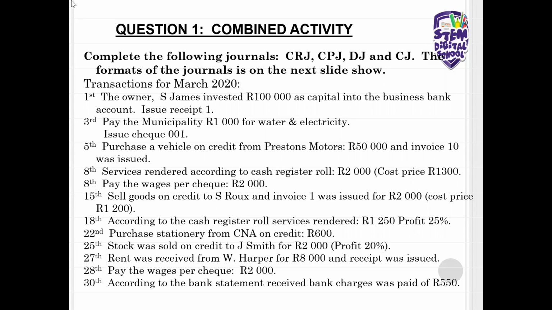Okay, another question on the 18th, asking if the amount is sales or cost of sales. So let's see on the 18th. According to the cash register roll, services rendered of 1,250 and the profit is 25%. Okay, that will go under sales. So you need to go and calculate cost of sales. Remember, if they have said there, according to the cash register roll, services rendered with a cost price of, okay, then you know that is the cost price. But they didn't indicate anything, so then you accept that the 1,250 is going towards sales, so you're going to calculate cost of sales.